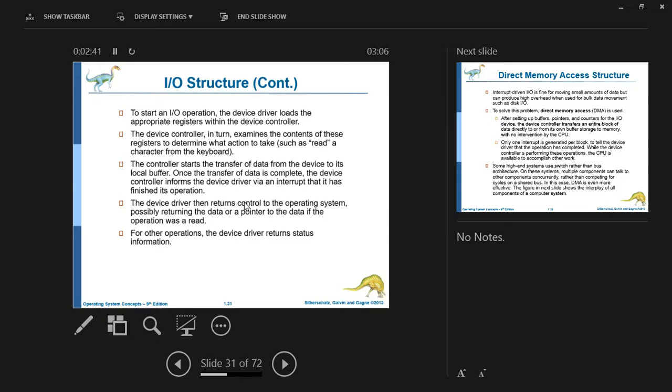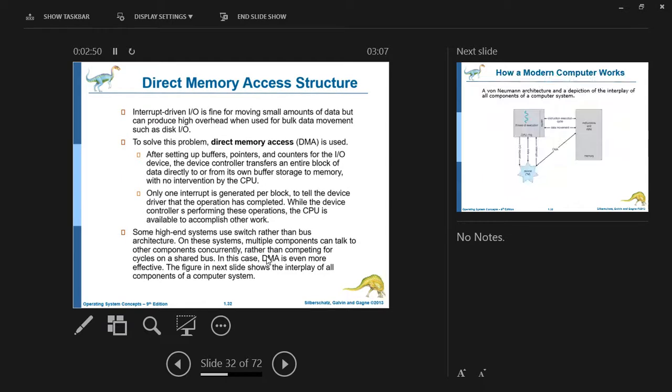The device driver then returns the control to the operating system, possibly returning the data or a pointer to the data if the operation was a read. For other operations, the device driver returns the status information.